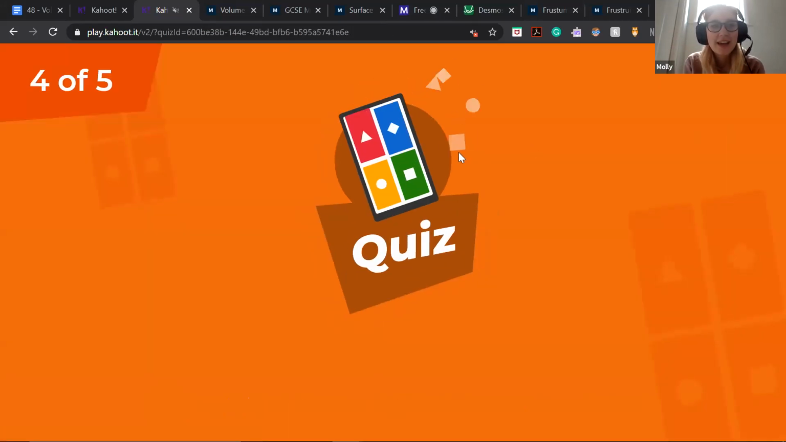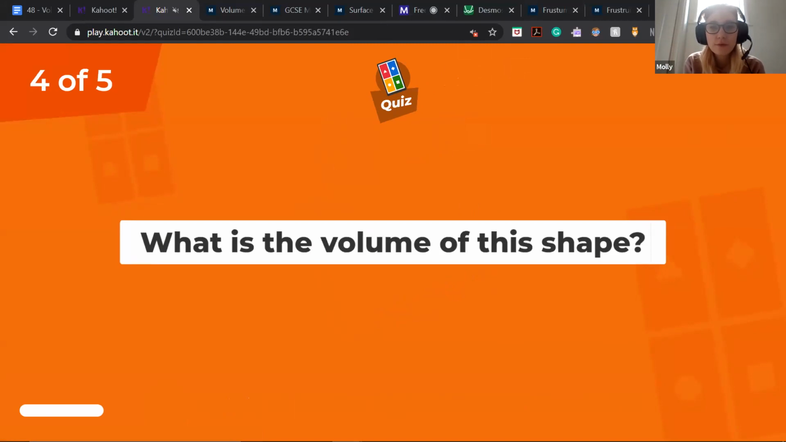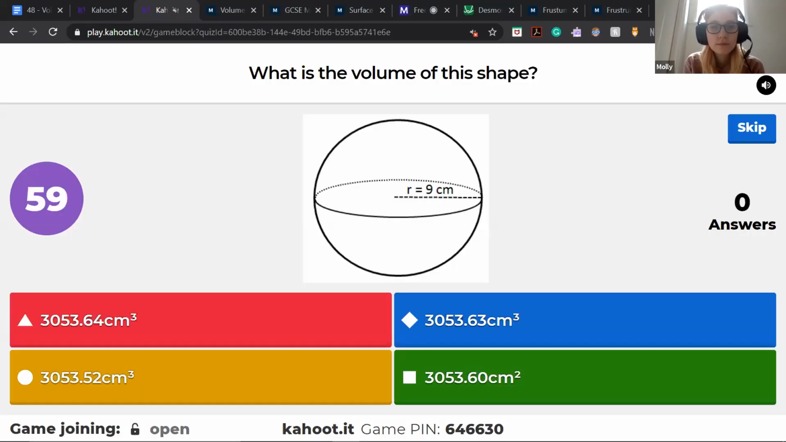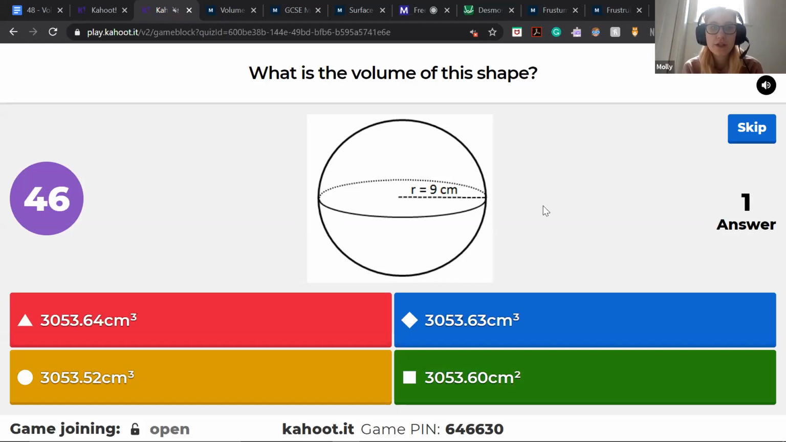Okie doke. And the penultimate question, question 4. What's the volume of this shape? So we didn't actually do a practice of a sphere, but do you remember the formula for it? If you don't, just shout on the chat and I can quickly go back to the slide so that you can have a go at it. Now this is one where you've definitely got to put it into your calculator in one go, because look how close together those solutions are. So we don't want to make any rounding errors here.